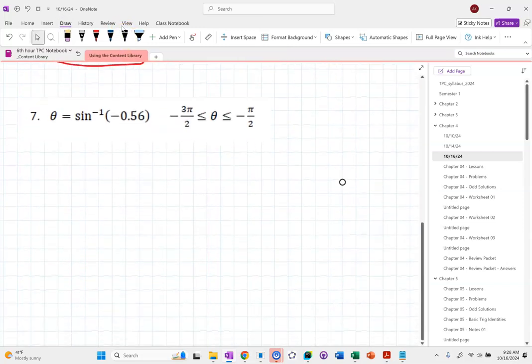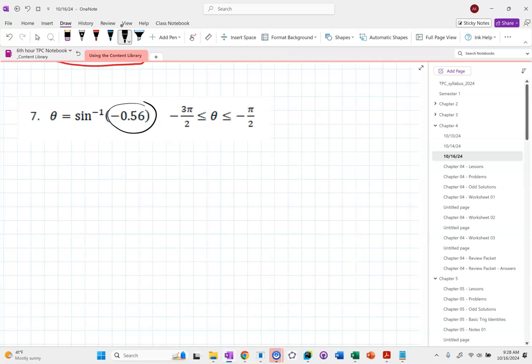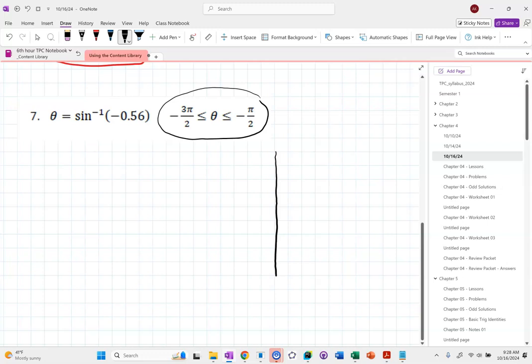The first thing I look at is to check to see if this is a calculator problem or a unit circle problem. What do I look at to decide? Just looking at this number, is that a unit circle number? No way, Jose. So we know we're going to be using the calculator. The next thing I'm going to do is draw a picture and figure out what two quadrants contain the angles between those two measures.